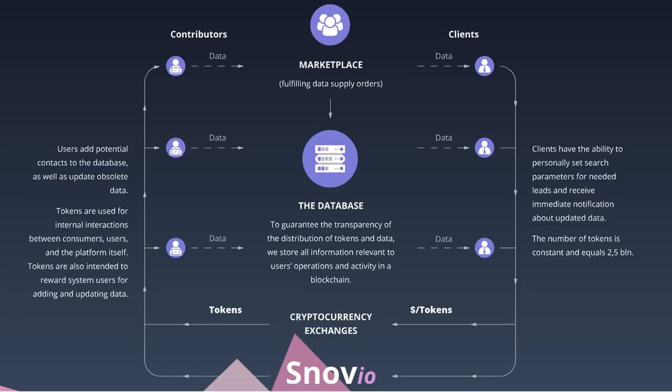And we can see here the infographic about how the system works with the database. So you can see the marketplace, which we discussed just a few slides ago. It will fulfill the data supply orders. The database keeps getting updated with new and current information, and then the data can flow between the contributors on the left-hand side and the clients on the right-hand side.